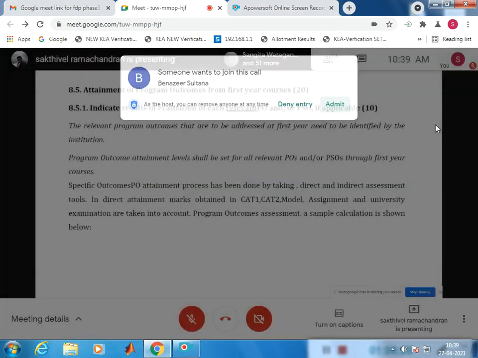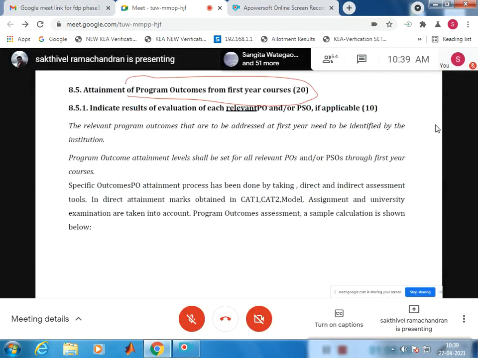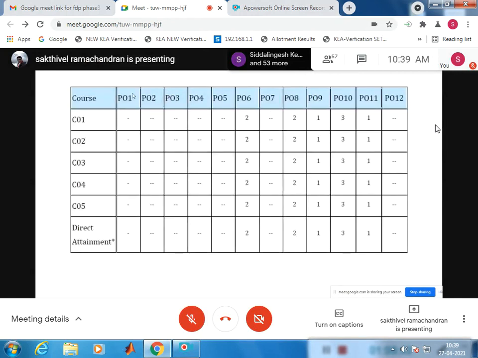Then attainment of program outcomes for the first year. So we have seen the course outcome. What are the program outcomes that have been prescribed for this? How do we measure whether that program outcome has been attained? What are the ways? How do we validate that? What are the metrics? What are the rubrics that need to be followed? Again, those things need to be documented, and the mapping has to be done.